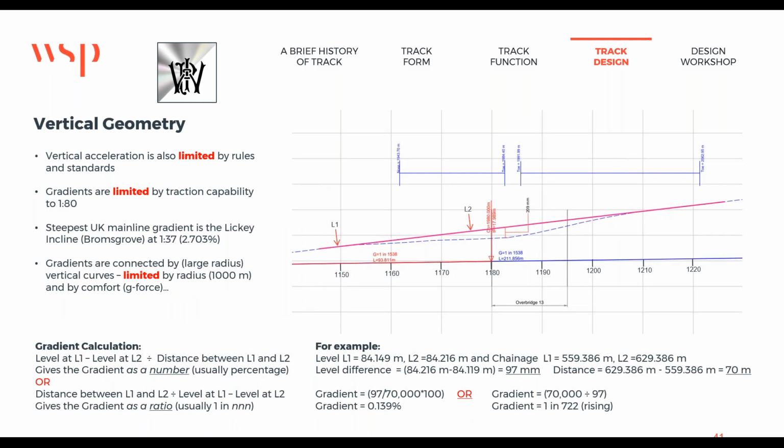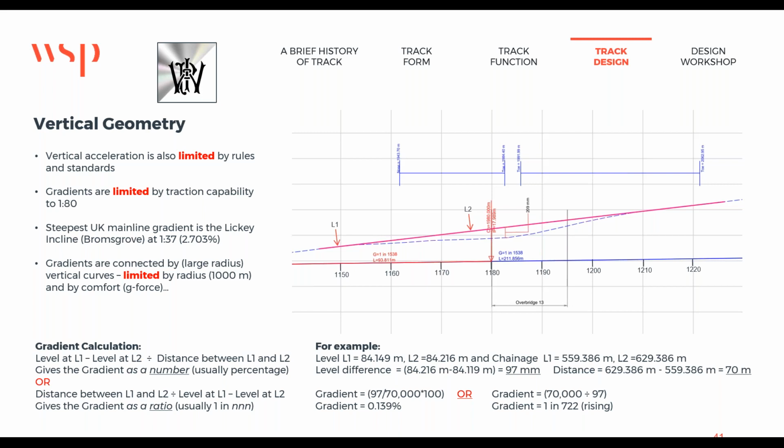Now about vertical geometry. Vertical acceleration, we've talked about horizontal acceleration, is also limited by rules and standards. Passenger comfort is the main concern. Fairground ride geometry just isn't acceptable. If you want fairground ride geometry, you go to the fairground, Big Dipper. The gradients are limited by traction capability to about 1 in 80.